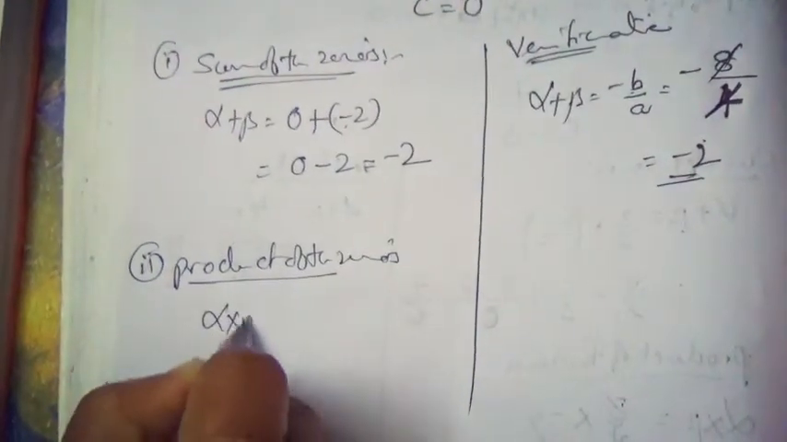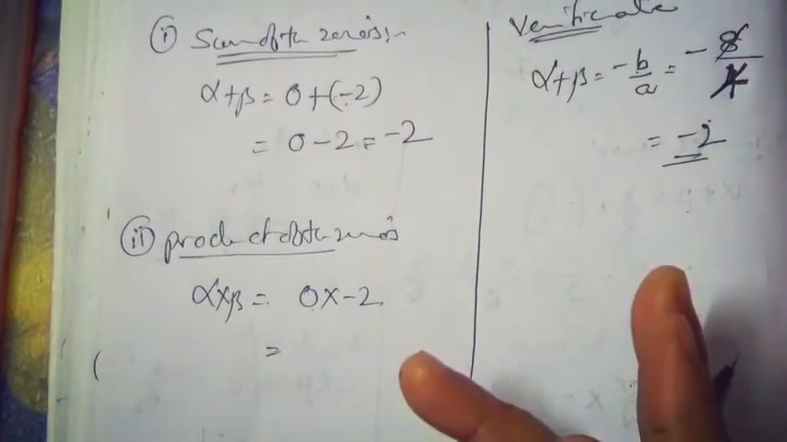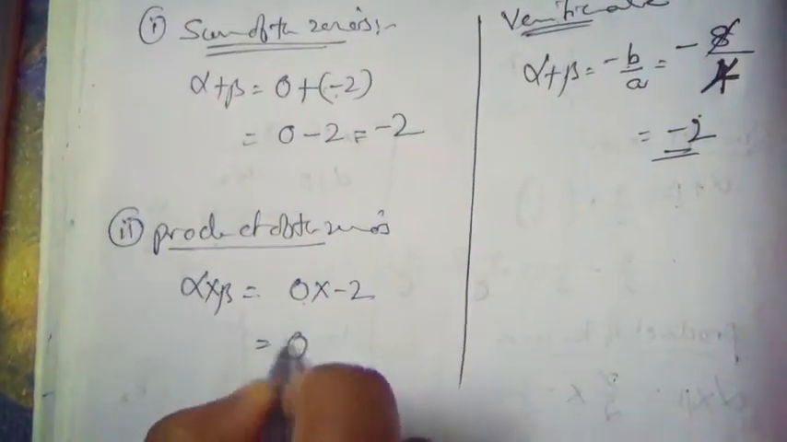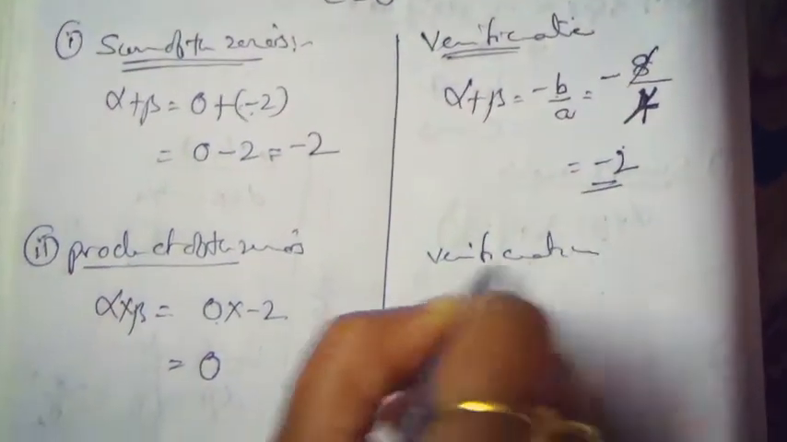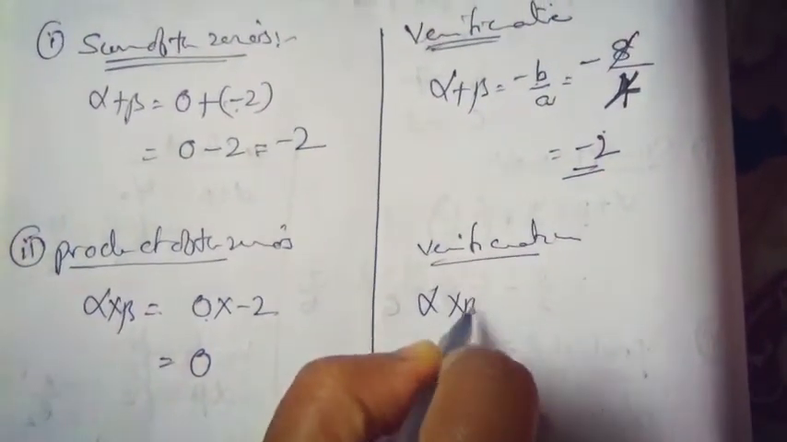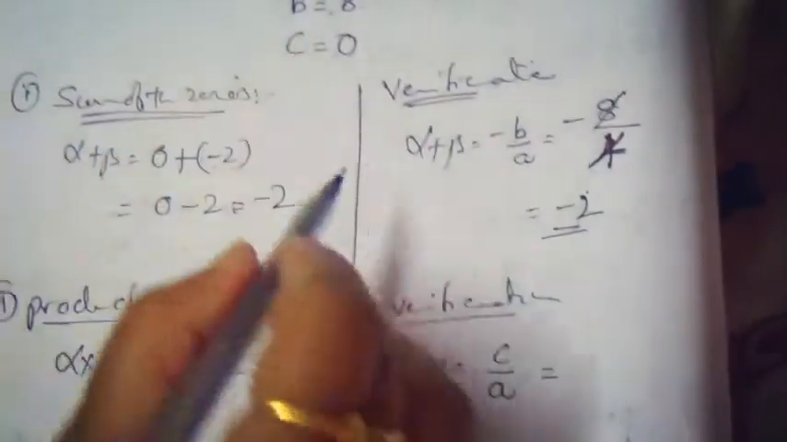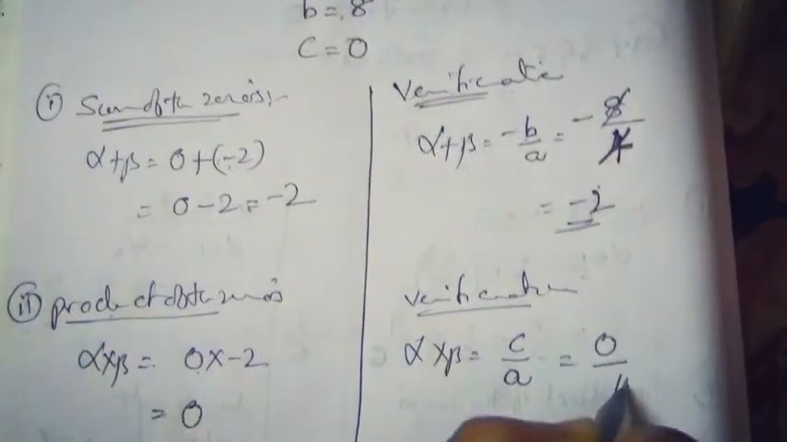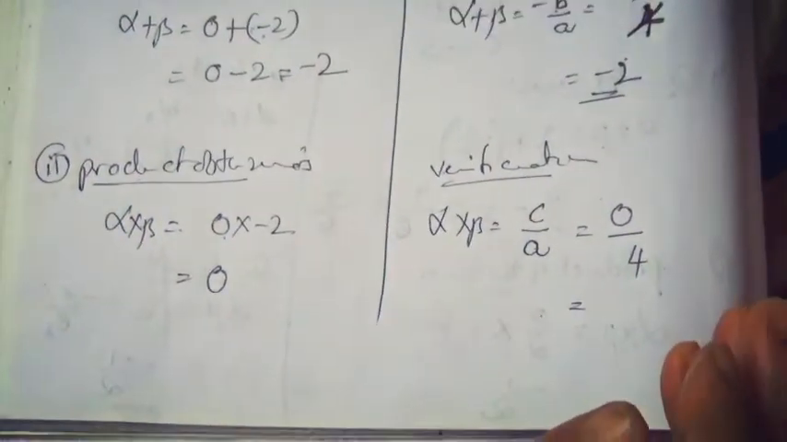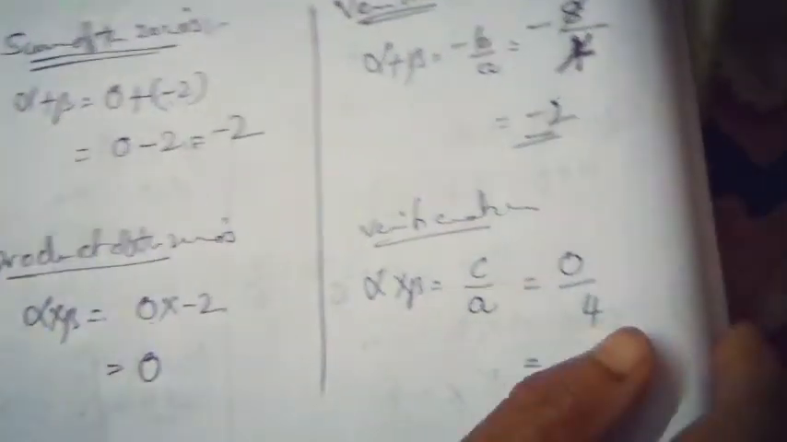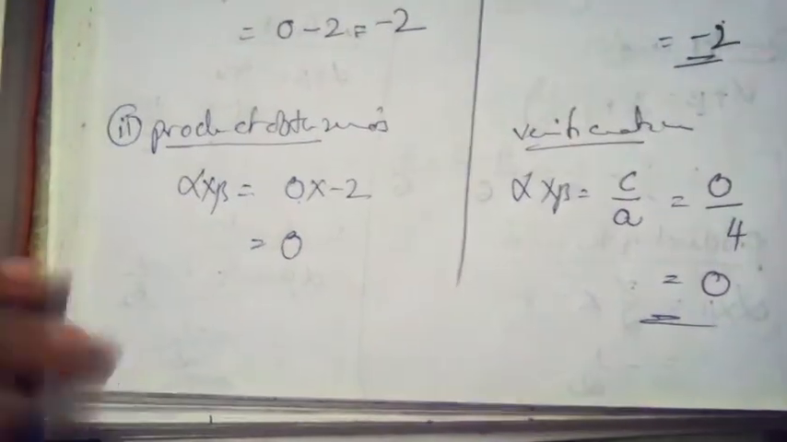So alpha into beta is equal to 0 into minus 2. Any number which is multiplied with 0, you will get 0 only, right? Verification: alpha into beta is equal to, what is the formula? C by A. What is the C value? 0 by the A value 4. If 0 is there in the numerator, then you will get the answer as 0, right?